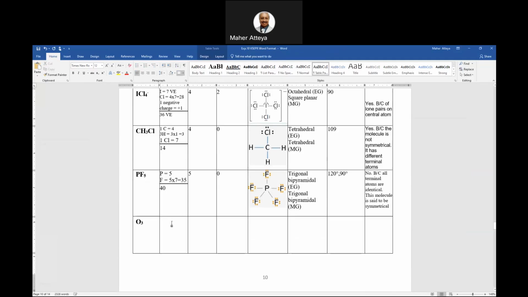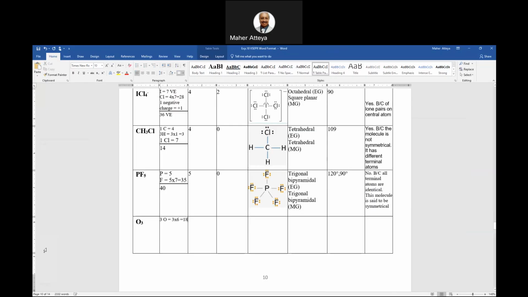Ozone. Ozone has 3 oxygens, correct? Let's do it together. Ozone has 3 oxygen, and the valence of oxygen is 6. So 3 multiplied by 6. So yeah, I don't want you to just go home without knowing anything, so I'm explaining everything for you. So 18. So total is 18.